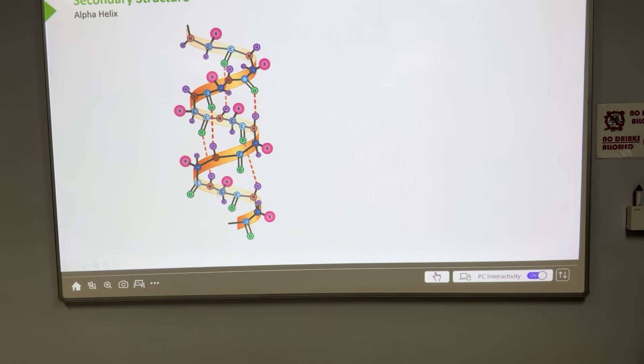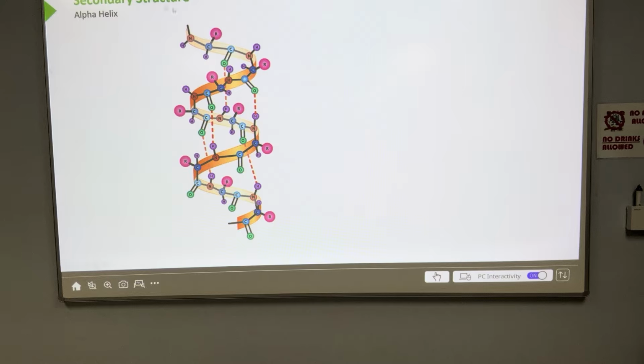Secondary structure, an alpha helix. You see the dashed lines? What do these dashed lines remind you of? So that shows you that the primary structure had an R group with intermolecular forces that are susceptible to breakage with heat or with acidity.